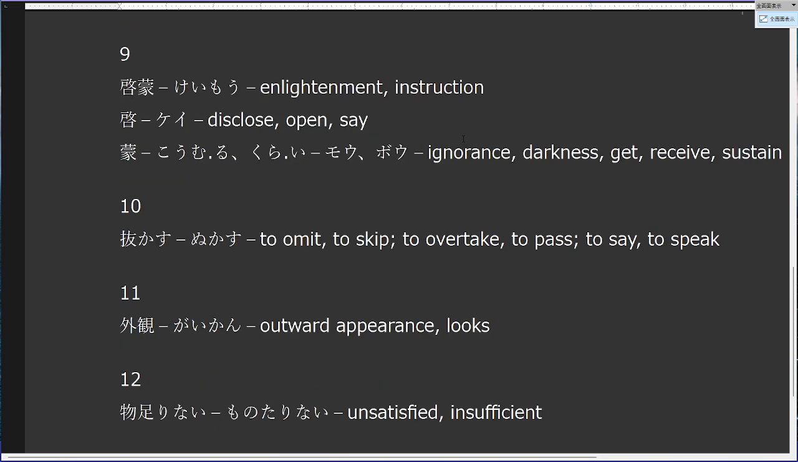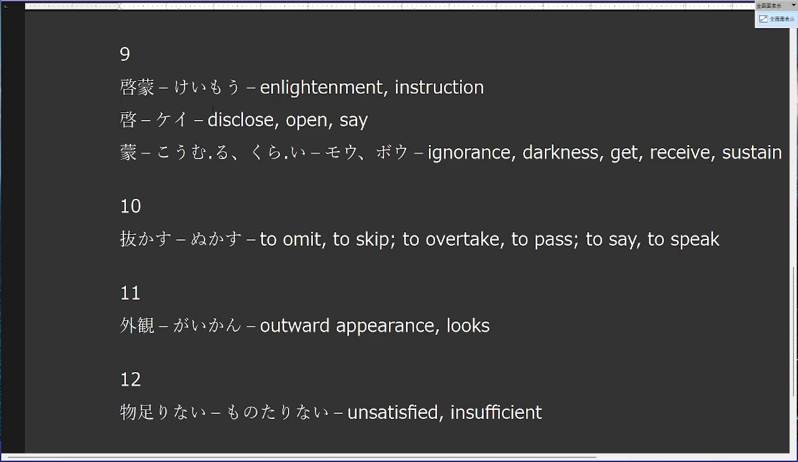Number nine is kemo. Kemo itself is enlightenment or instruction, with two new kanji. On the left side, we have disclose, open, or say, with the radicals for a door being struck open. In order for someone to say something, this is the mouth kanji on the bottom, but it can also be kind of an open door as well. So this is someone striking down the door to say or disclose something.